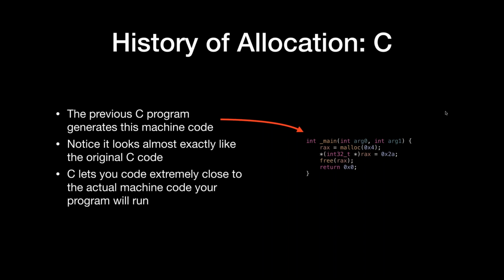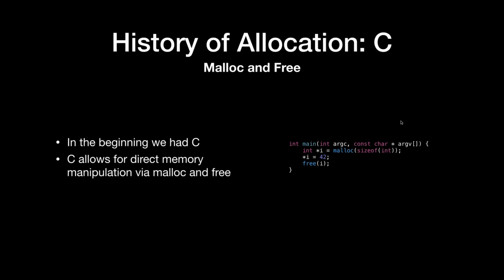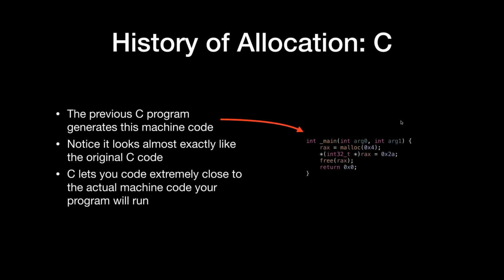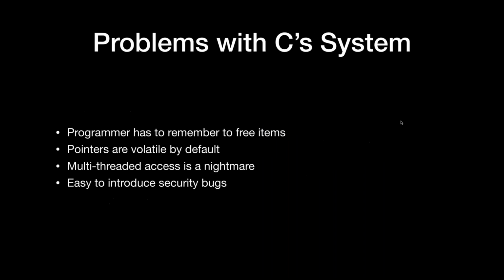The reason I want to show this to you is because it's almost exactly the same, and that's really the point. If you look at the code I wrote here, it's malloc, sizeof, set to 42, free. Here you're doing malloc, you have the free, the 42. It's exactly the same code. So C lets the programmer manipulate memory in almost exactly the same way as the machine code is going to end up looking. And that gives you a lot of power, but also can cause a lot of problems.